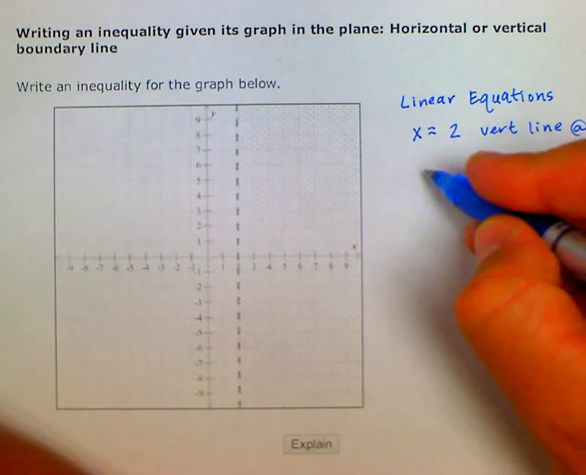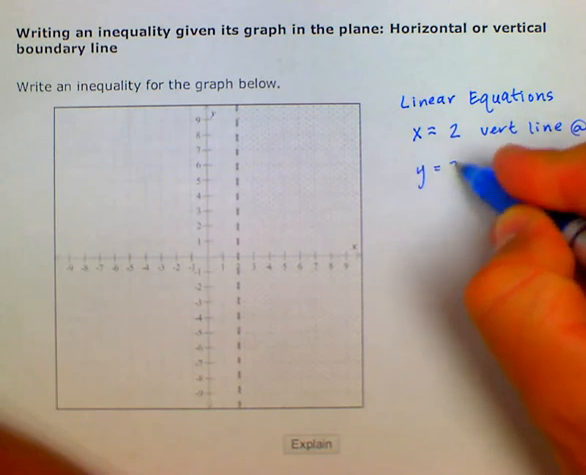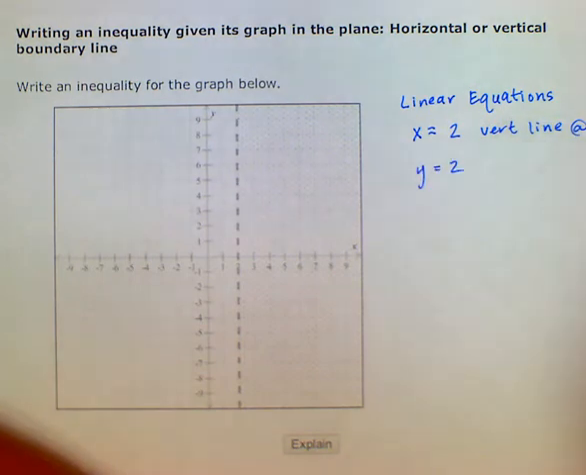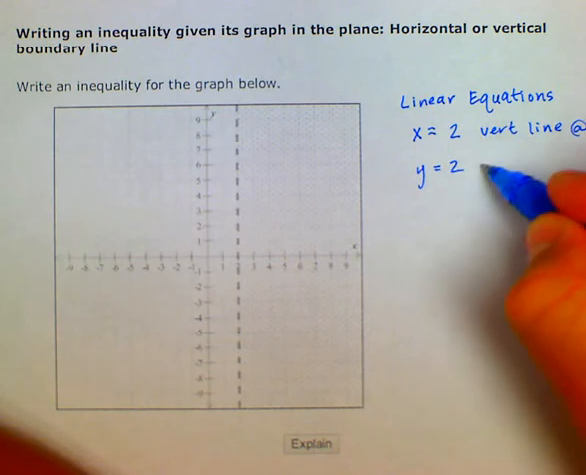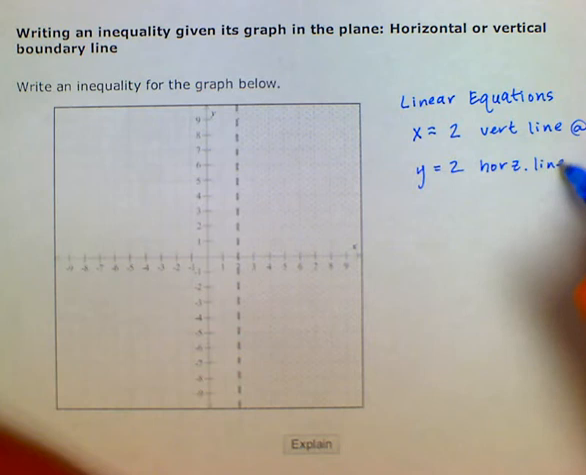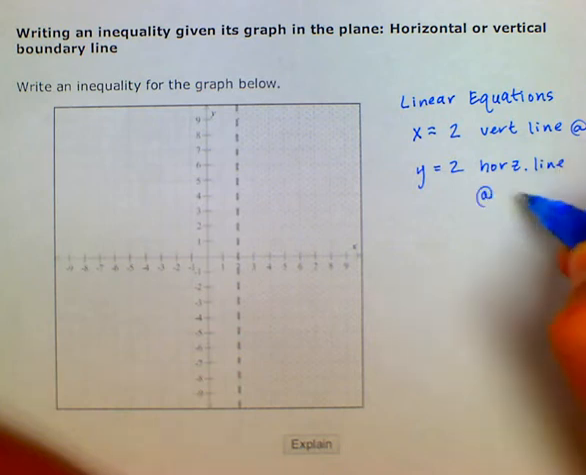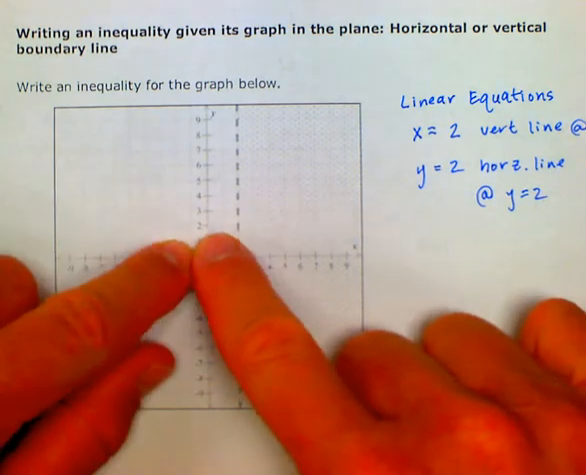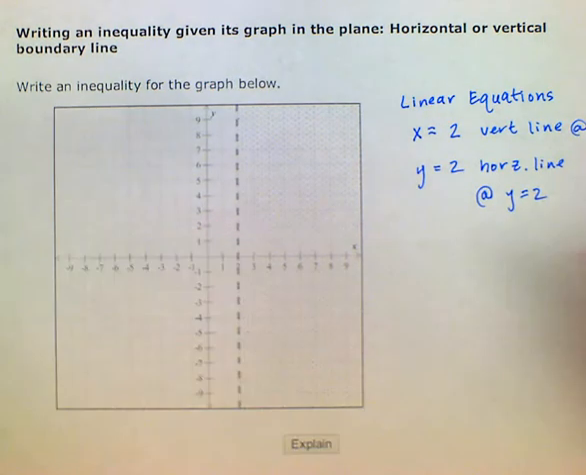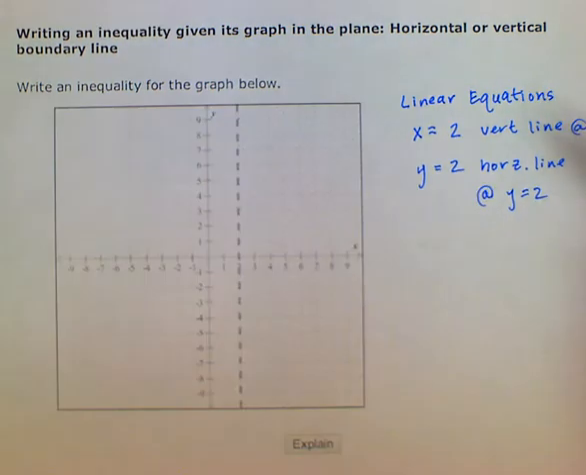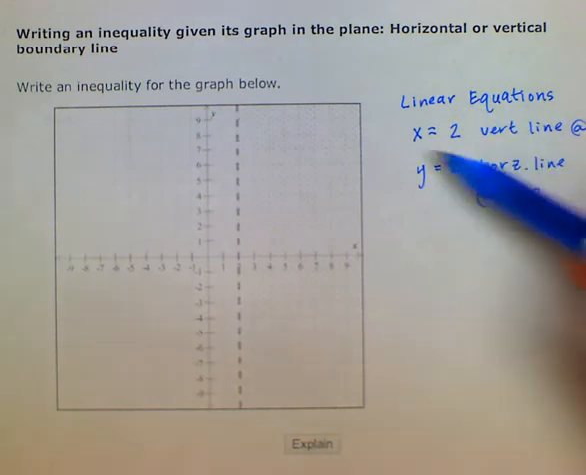If you had y equals 2, then you would have a horizontal line at y equals 2. So at the point y equals 2, you would have a horizontal line across. Obviously, we're dealing with inequalities, but we want to refer back to this information.